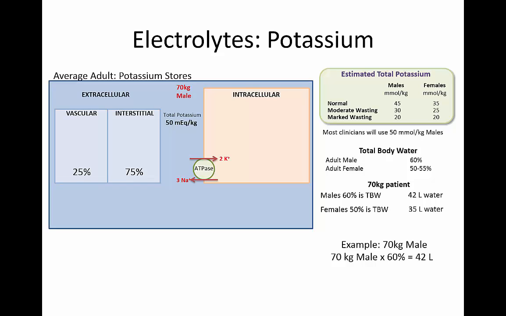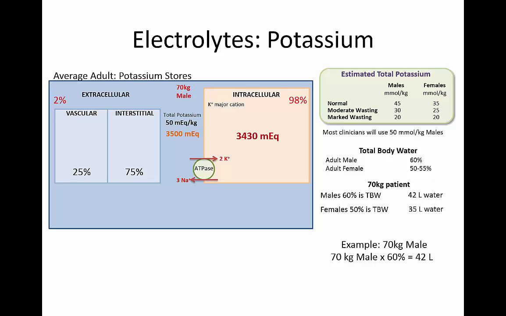This gradient of potassium is generated by the sodium-potassium ATPase at 2 potassium being pumped in with 3 sodiums being pumped out. This leads to potassium being a major cation in the intracellular compartment. 98% of the potassium is actually intracellular with only 2% extracellular. So doing the math of the 70 kilogram male, multiplying by 50 milliequivalents, you get 3,500 milliequivalents total.